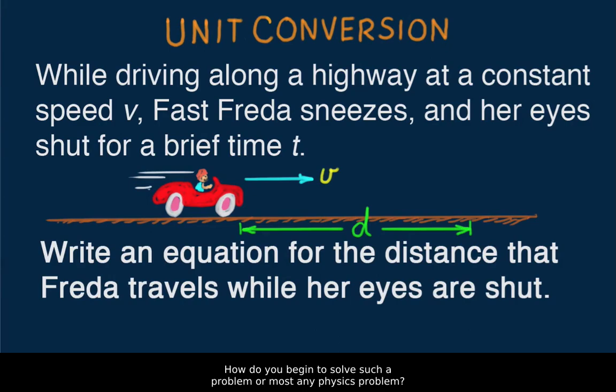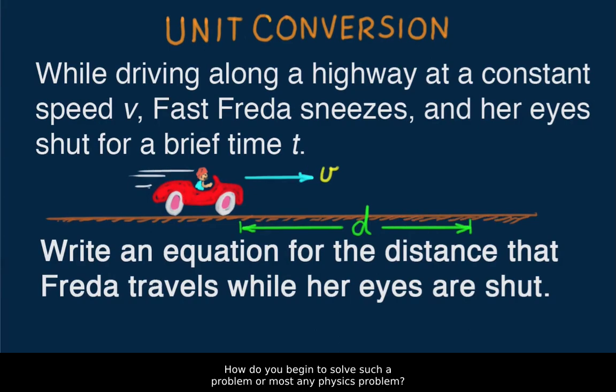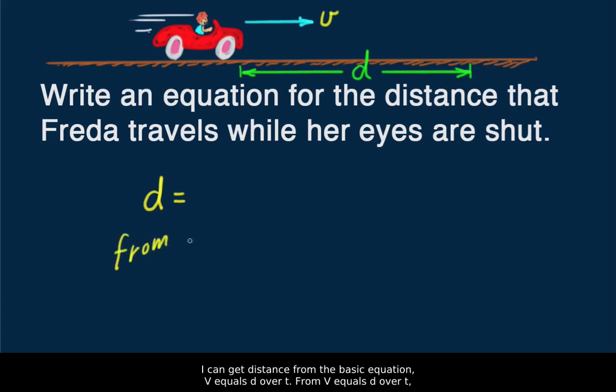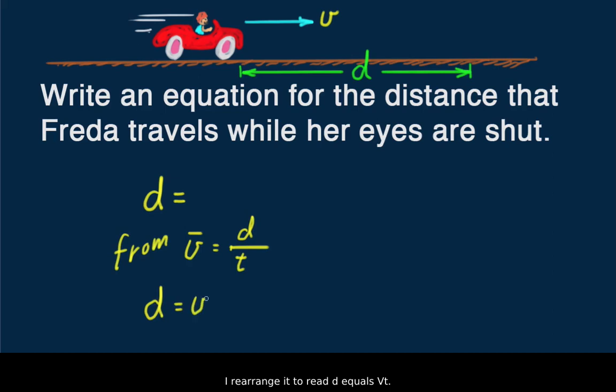How do you begin to solve such a problem, or most any physics problem? Well, here's how I do it. I write d equals. That's right, I focus on what I'm asked for. In this problem, it's distance, so writing d equals gets me started, often the hard part. I can get distance from the basic equation v equals d over t. From v equals d over t, I rearrange it to read d equals vt. In fact, that's the solution to this problem.